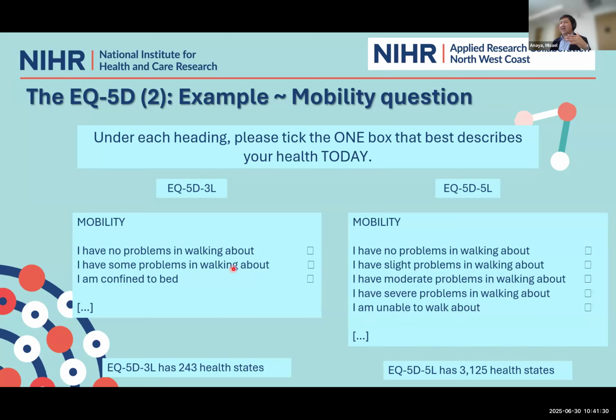The issue is that as we have 5 dimensions and 3 levels, there are 243 possible health states. So this is the combination. Whereas in the questionnaire with 5 levels, we will have over 3,000 health states. So with the 5 questions with 5 levels, we have more information. We have more granular information because it has 5 levels.